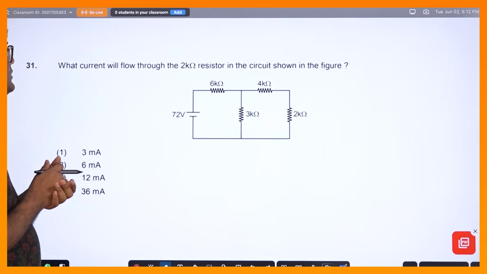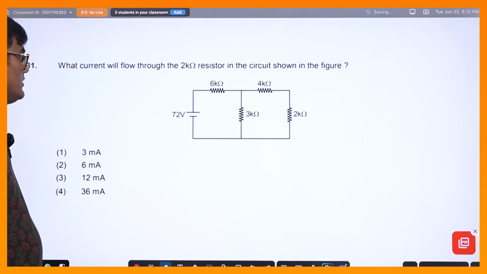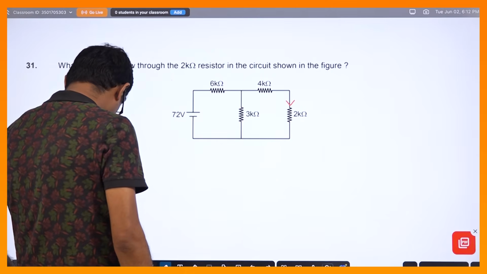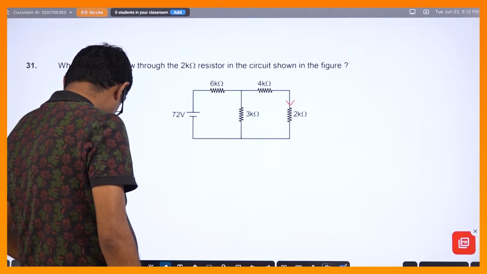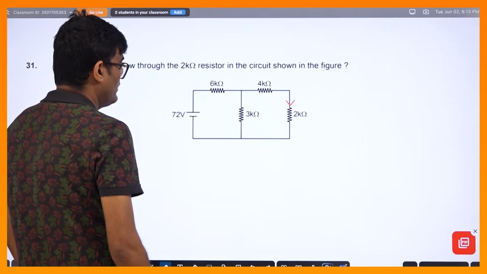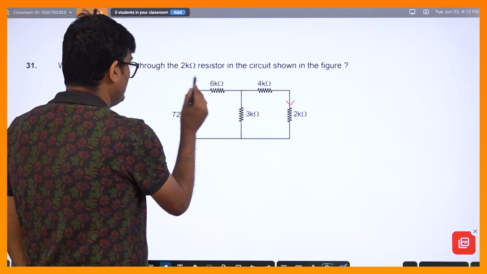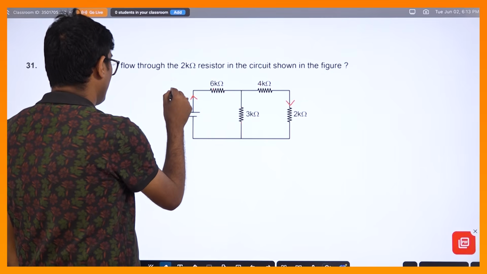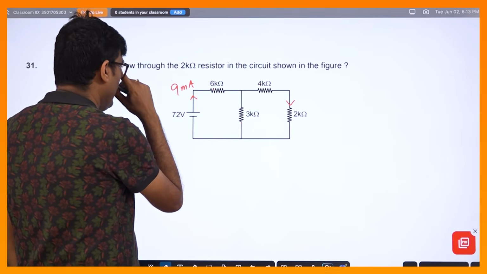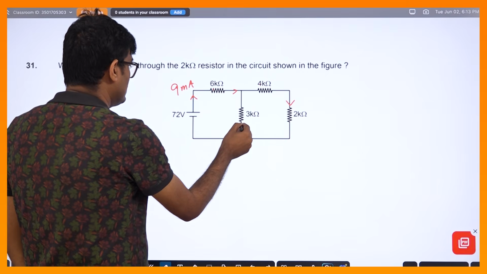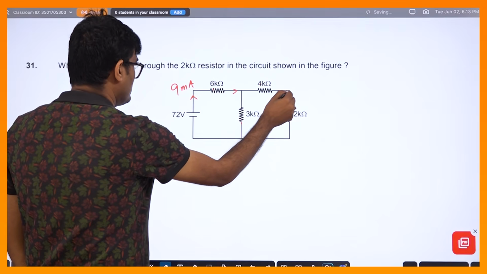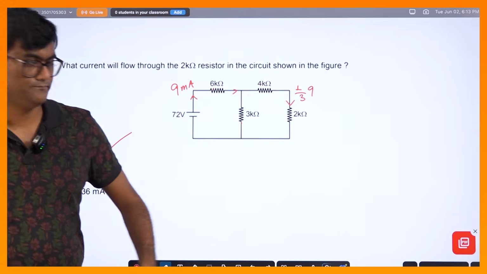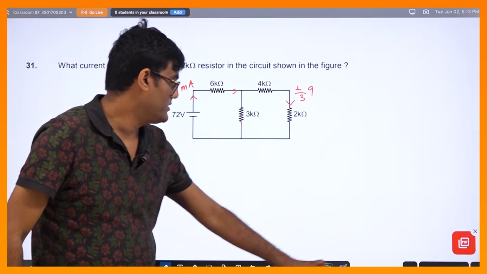What current will flow through the 2 kilo ohm resistor in the circuit shown in the figure? If this is 72 volt, what is the current through this one? Okay, so the equivalent resistance is 8 kilo ohm. So this current is 72 by 8, 9 milliampere, and this current will be distributed into 6 and 3. So it will be distributed in 2:1 ratio. So it is 1/3 of 9. So I think 3 milliampere is the current for this question, right? Simple series parallel combination you can apply.